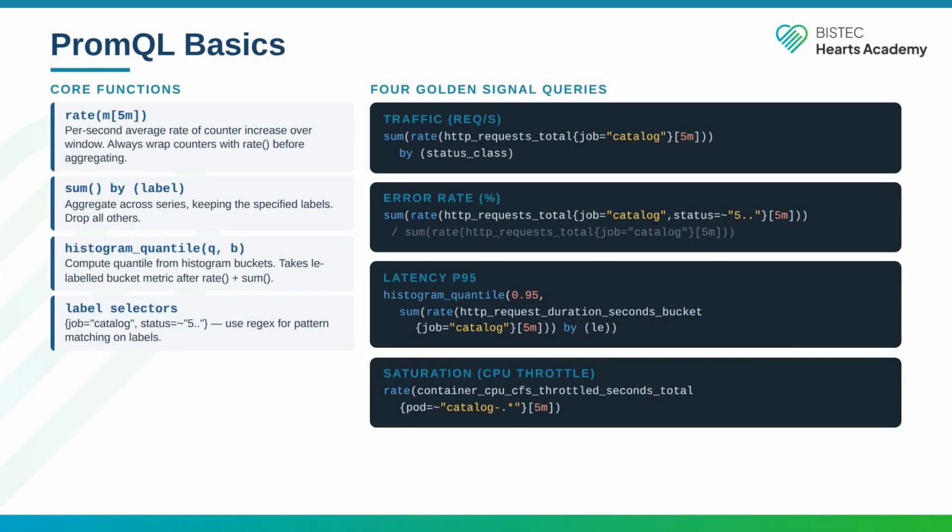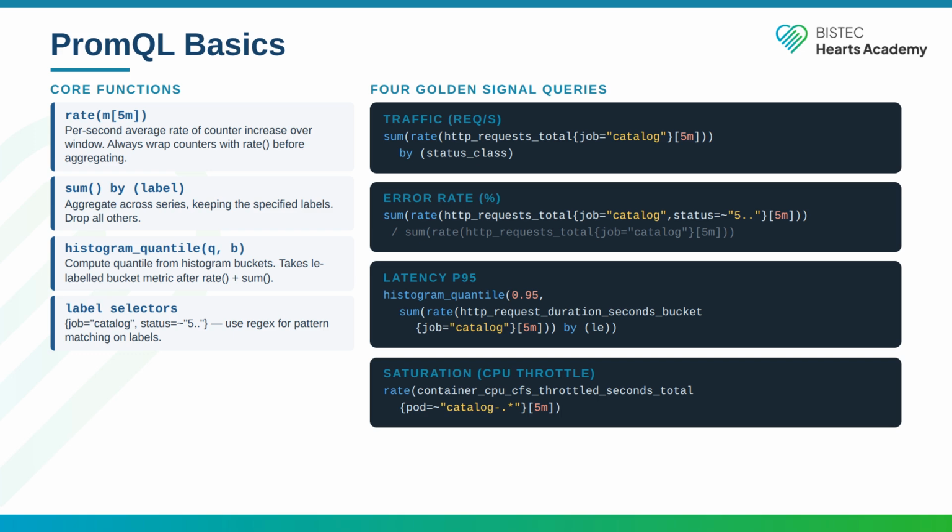PromQL is Prometheus's query language. Most day-to-day queries are built from 4 core functions: rate, which takes a counter metric and returns the per-second average rate of increase over the past 5 minutes. Always use rate with counters. Never query a counter's raw value. It only goes up and means nothing without a rate window.